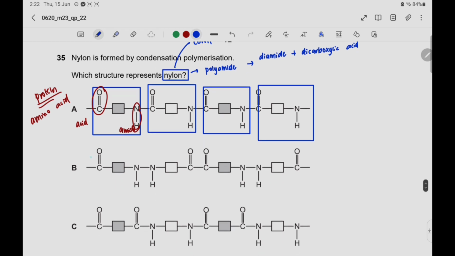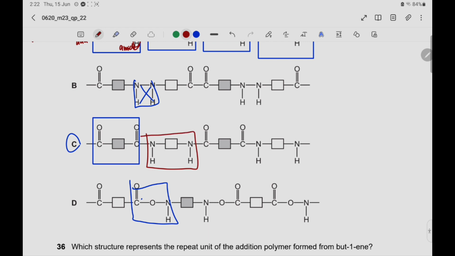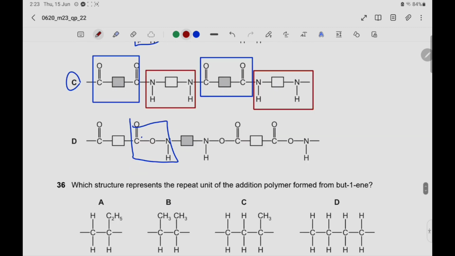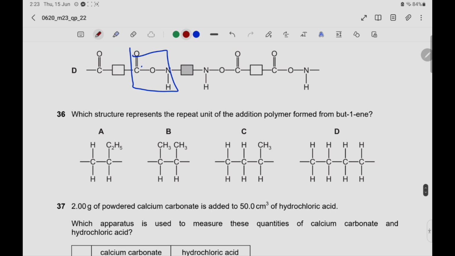But for this, let's see. You never have the linkage of NH and NH, so I don't want to waste your time. CONH also no. I only have CONH here. I mean COONH, there's no way. So answer should be C, because if you try to bond them, can see or not? This is dicarboxylic acid, diamide, dicarboxylic acid, diamide. Very simple.